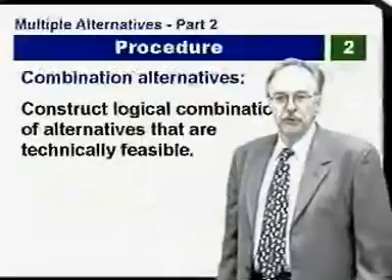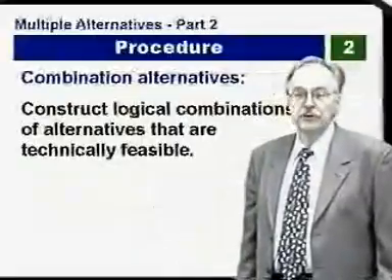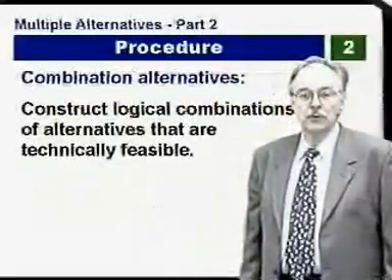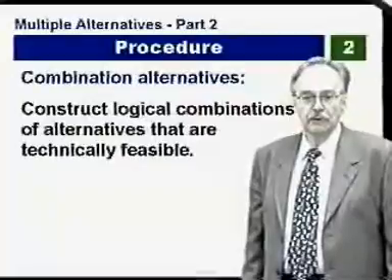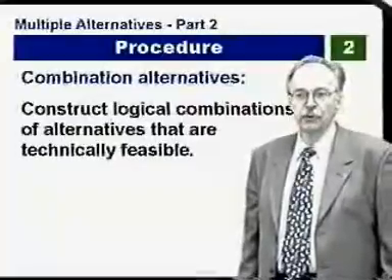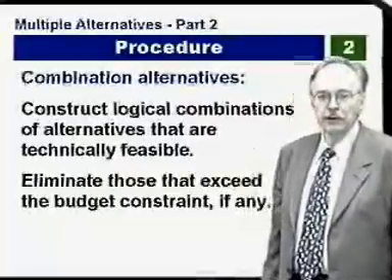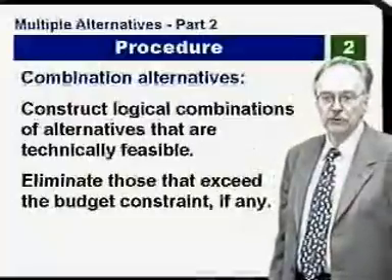Let's look at our procedure for combination alternatives. It's basically a brute force method. We'll construct the logical combinations of the alternatives that are technically feasible and then eliminate any that exceed a budget constraint if we have such a constraint.